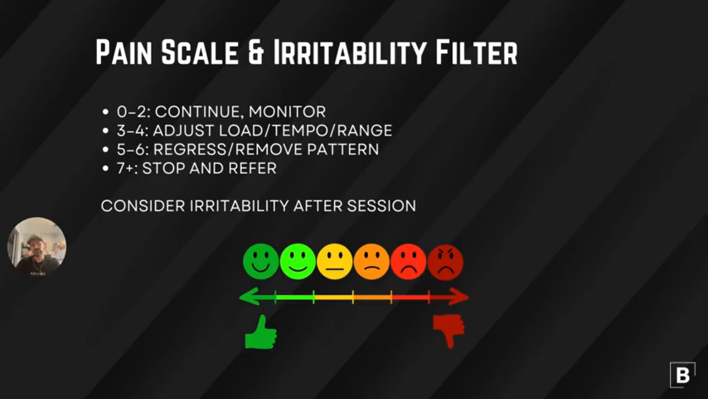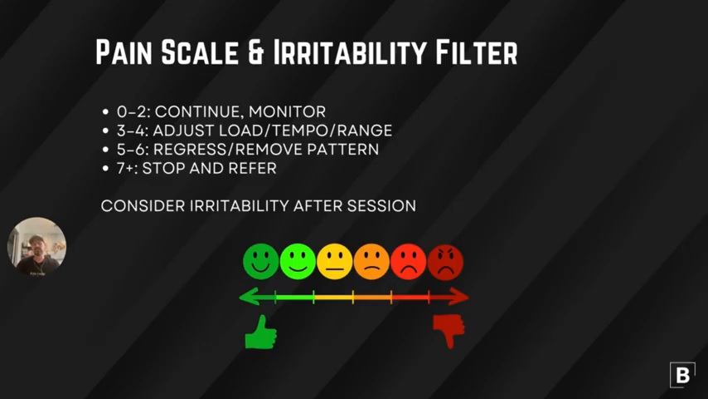So what do we do once we have that number? 0 to 2, continue. I might just monitor form. I'm like, okay, let me watch how this goes. It's a safe range. 3 to 4, we're going to adjust the load, the tempo, and the range. We're going to talk about how. 5 to 6, we're probably going to end up regressing some movement pattern type stuff, and I'm going to really be watching their face for any type of grimace of any sort.